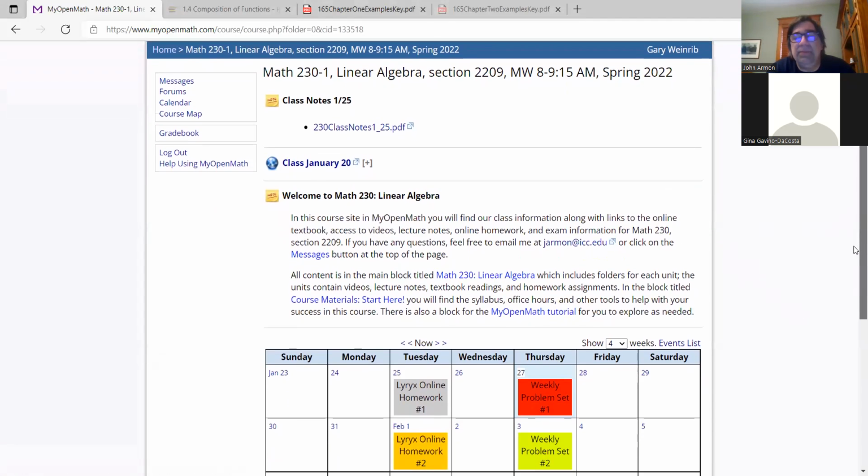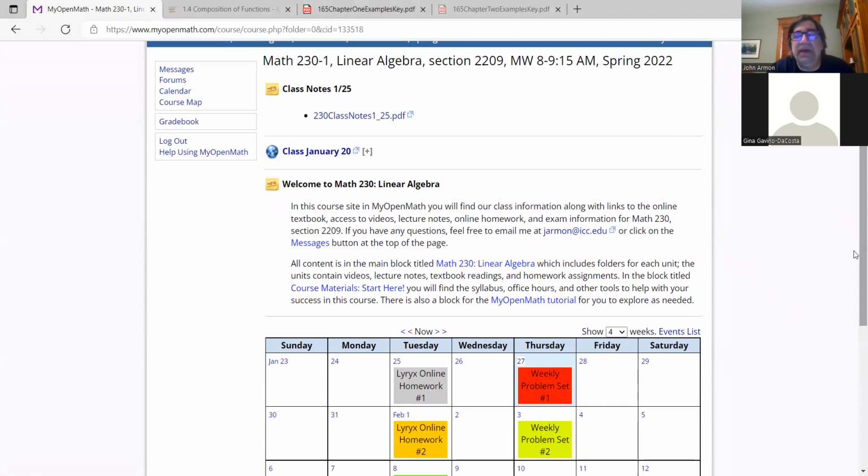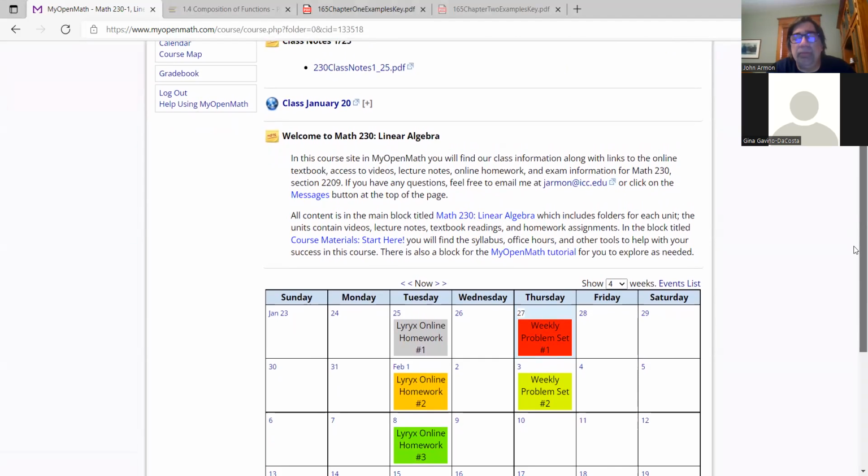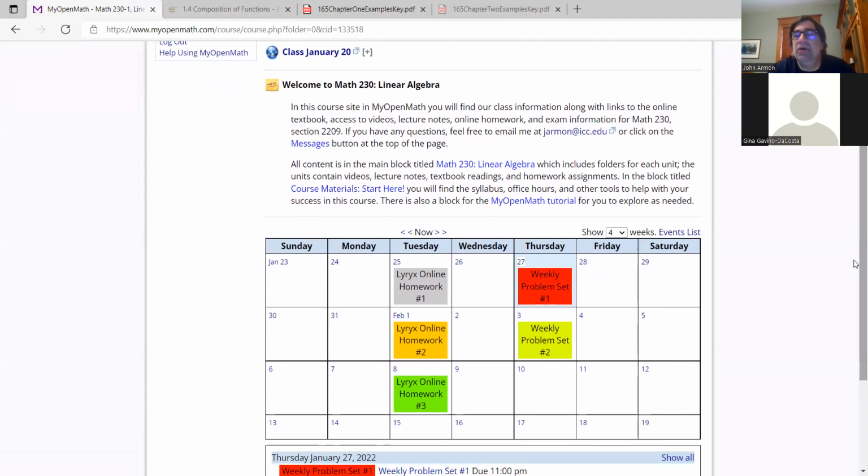So a reminder about the upcoming assignments. Weekly problem set is due at the end of today. Upload that to my Open Math. And then we'll keep the same pattern the next couple of weeks. I did not come up with a third weekly problem set yet. I'll probably have that by the end of the weekend. So our online homework is the practice. Weekly problem set are the problems from the textbook, and some of them are similar to the ones online. Some of them are a little bit different.